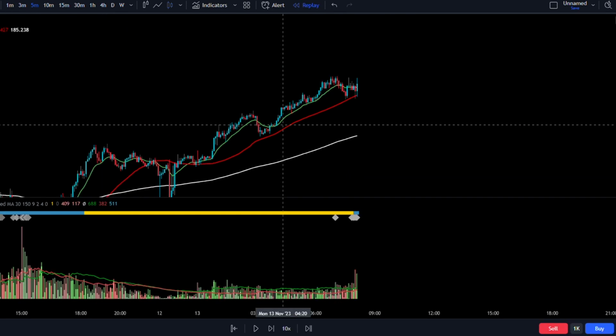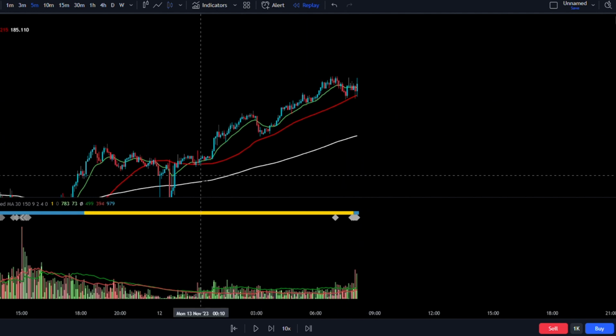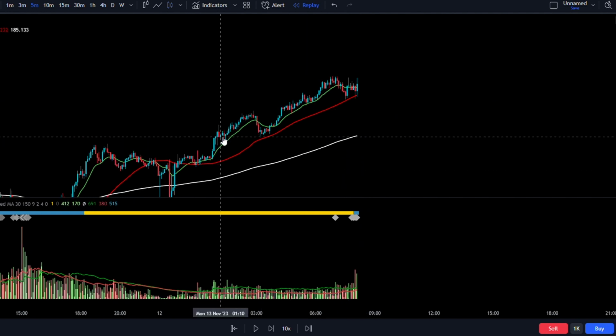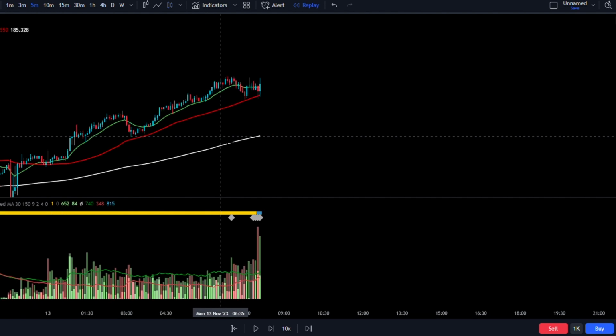Okay, so this is your entry criteria when looking for long positions. First, we need to make sure we're above the 200 moving average. Now, in addition to this, the green moving average needs to be on top of the red to confirm the structural market. Now, once we've identified the trend direction, we need to make sure we're in a valid trading hour.